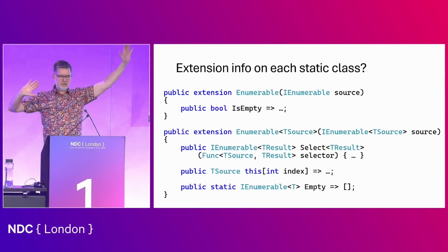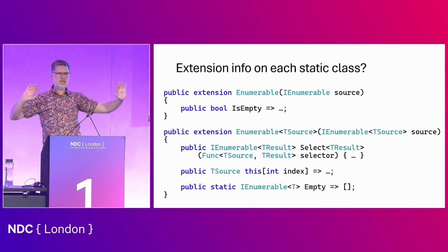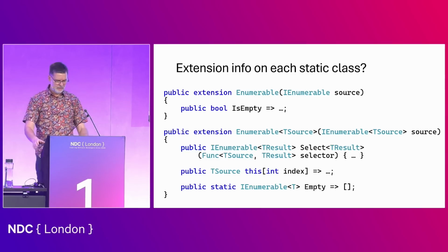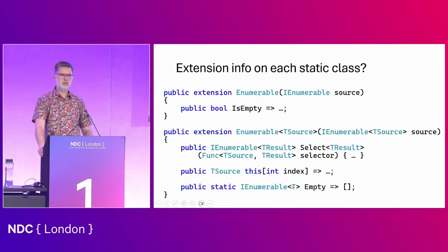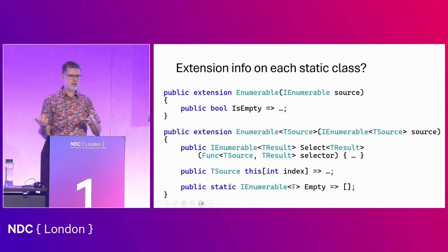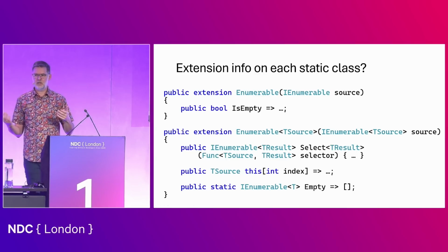We say there are new kinds of type declarations. They're extension declarations. They each have their own name. And they are then where you say, oh, this is an extension on non-generic enumerable. This is an extension on generic enumerable. And then all the members in there are for that. Okay, so that's more appealing in a sense.